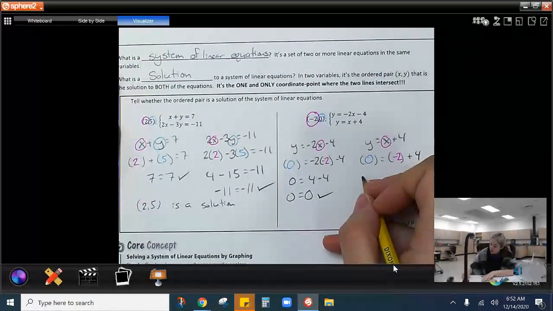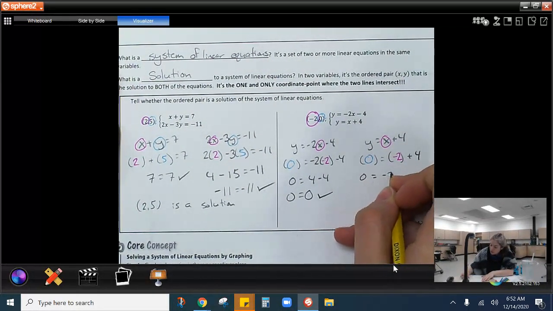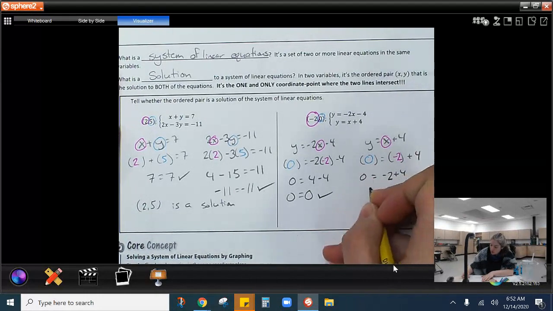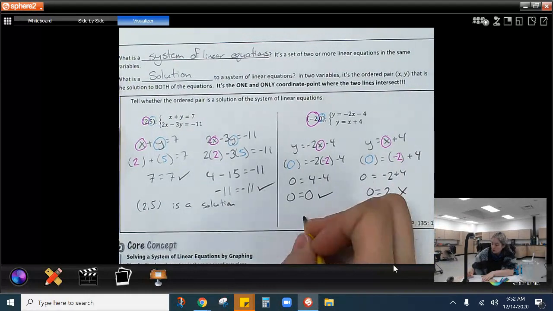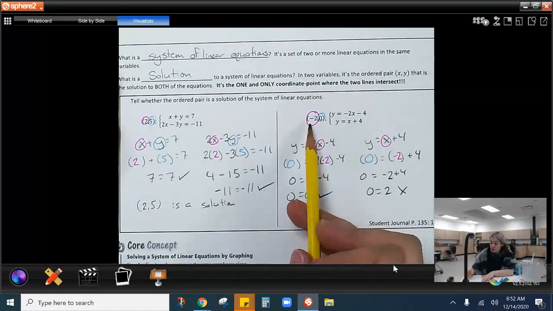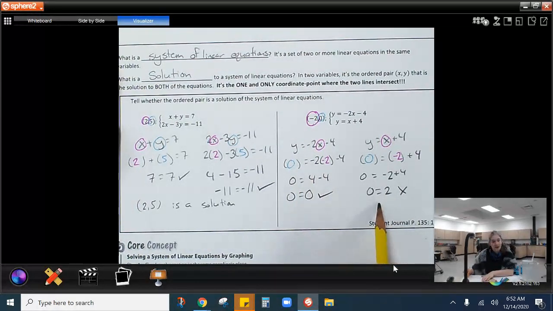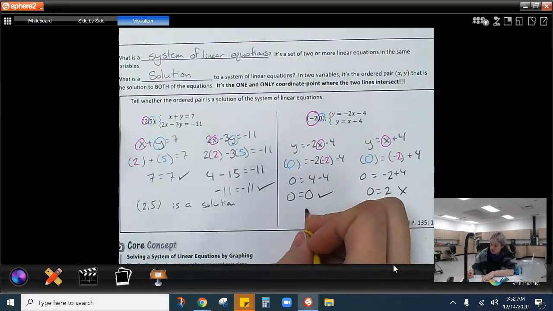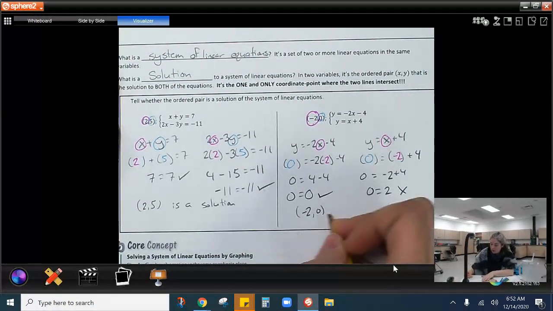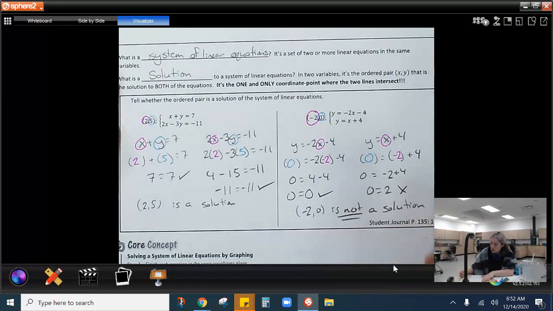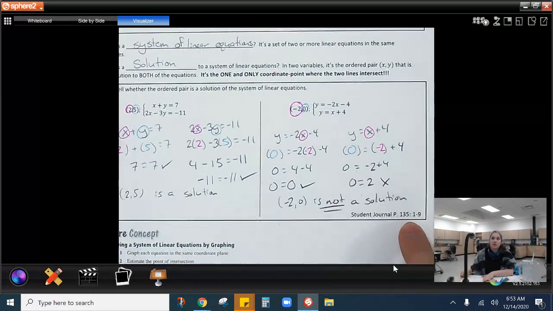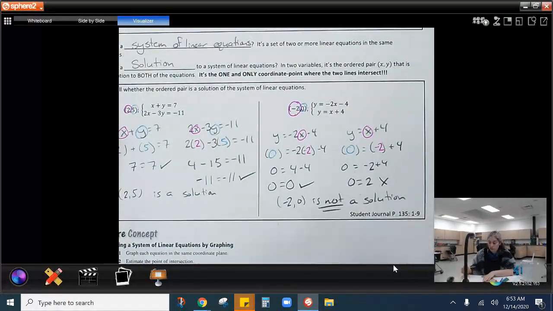And then for our next one here, we have 0 is equal to negative 2 plus 4. So that would be a positive 2. Is that true? No. So even though this point is on our first line, it is not on our second. So this is not a solution. So negative 2, 0 is not a solution. There are some more questions like this on page 135 of the Student Journal, questions 1 through 9.